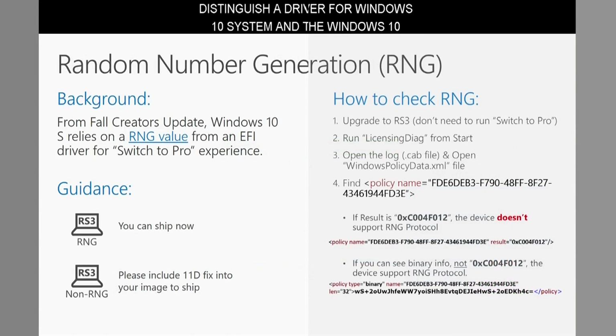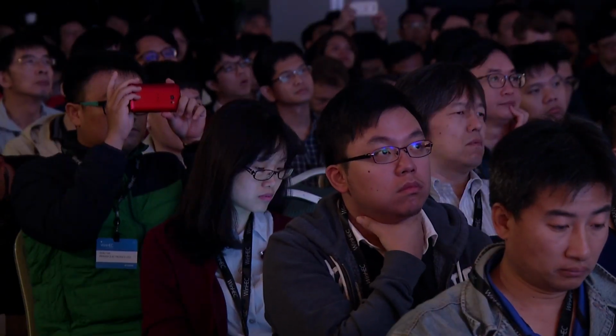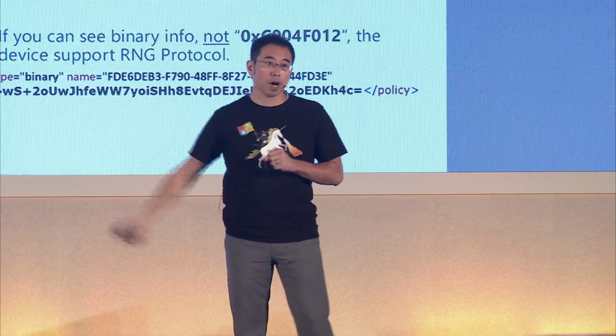I also want to give you this information to make sure you are aware of it. Random number generation, we call it RNG. From the Creators Update, Windows 10 S relies on this RNG value, which comes from the EFI driver, for the switch to Pro experience. If the system doesn't support RNG on the UEFI, the switch to Pro experience is kind of broken. That is why we ask you to support an RNG protocol, and we will set this as a requirement from the next Windows release.